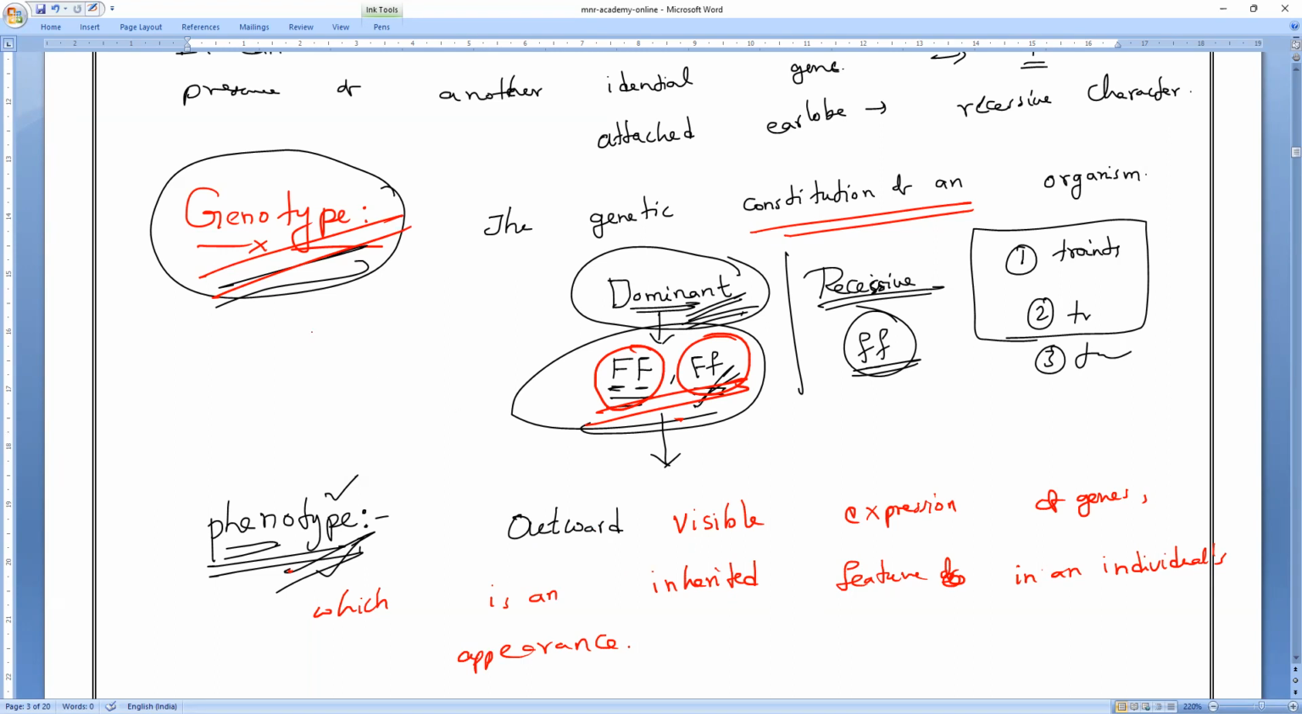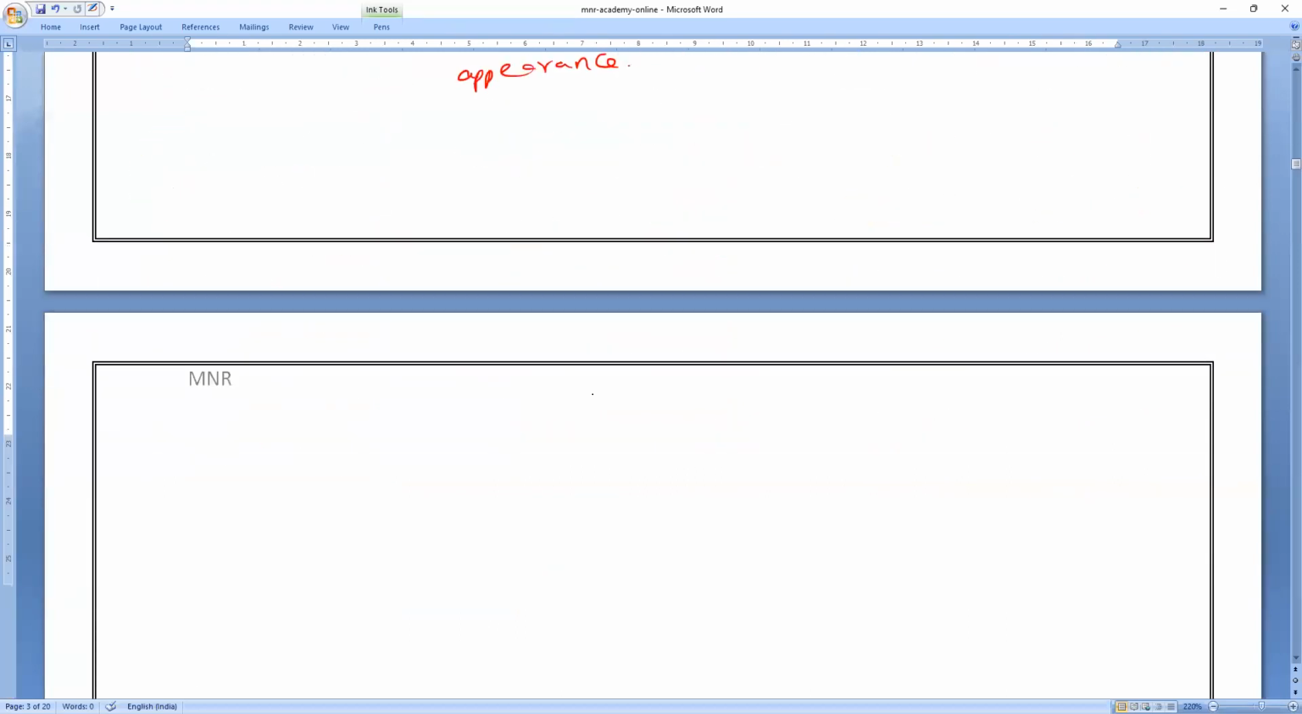For example, you are able to see free or attached earlobes. It is appearance outside. That is called phenotype. Everybody, phenotype. Who is responsible for that? That is called genotype. Clear? Next. In this, again, these alleles are two types.